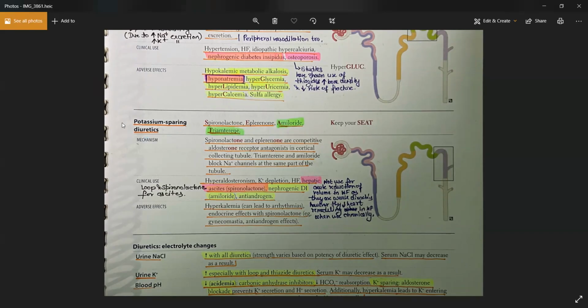Then you have the potassium sparing diuretics. Those inhibit either the aldosterone receptors, that is spironolactone and eplerenone, or the sodium channels, that is amiloride and triamterene. These drugs are very useful in hyperaldosteronism and whenever you have hypokalemia, because when you inhibit the aldosterone receptors, you cannot have the excretion of potassium.